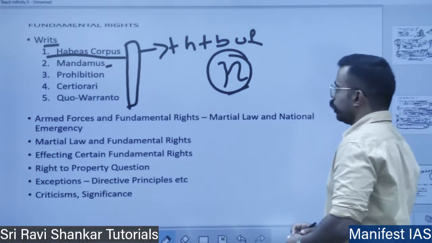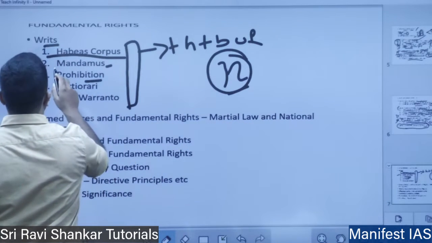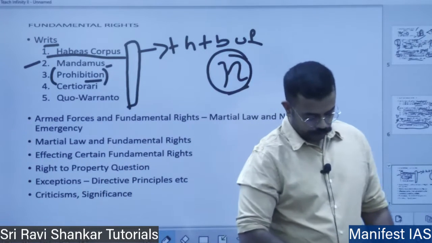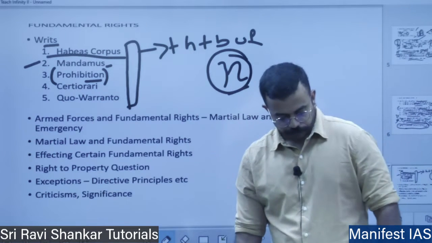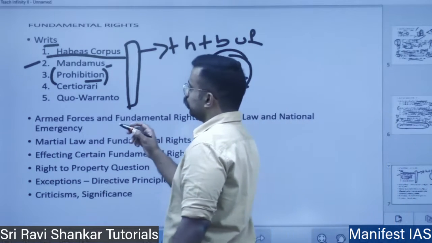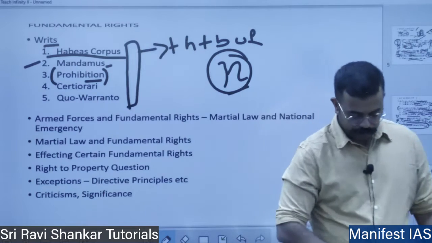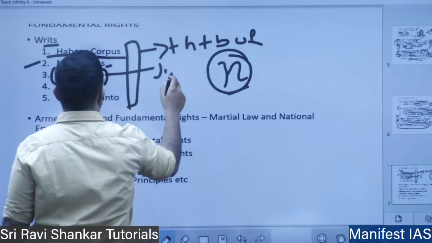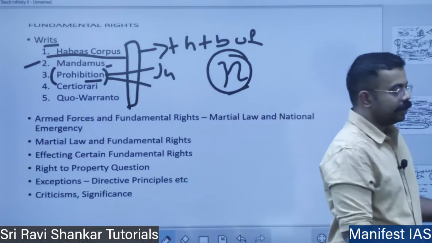Next comes prohibition. Mandamus is for doing the duty; this is for prohibiting from doing a duty. What does it say? We forbid. The Supreme Court says that you are prohibited from doing this. However, this prohibition is available only in respect of judicial and quasi-judicial bodies, that is, subordinate courts and quasi-judicial bodies.